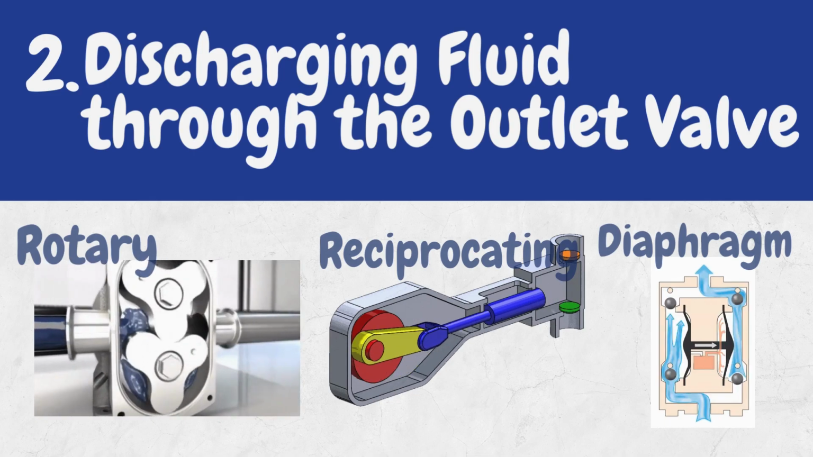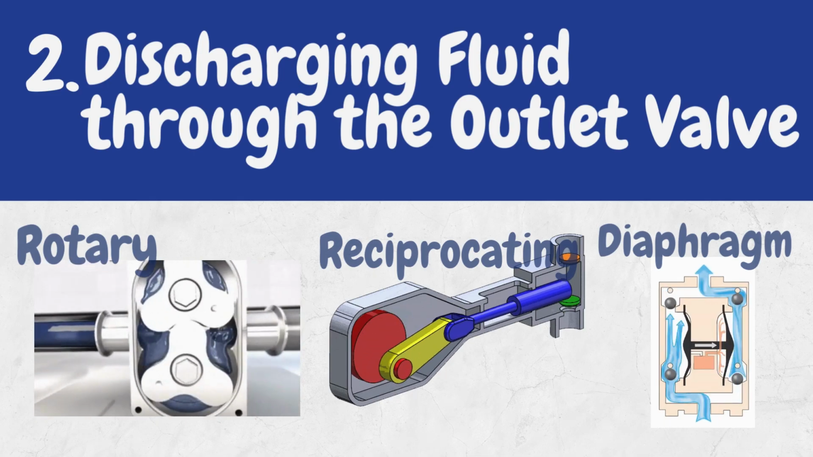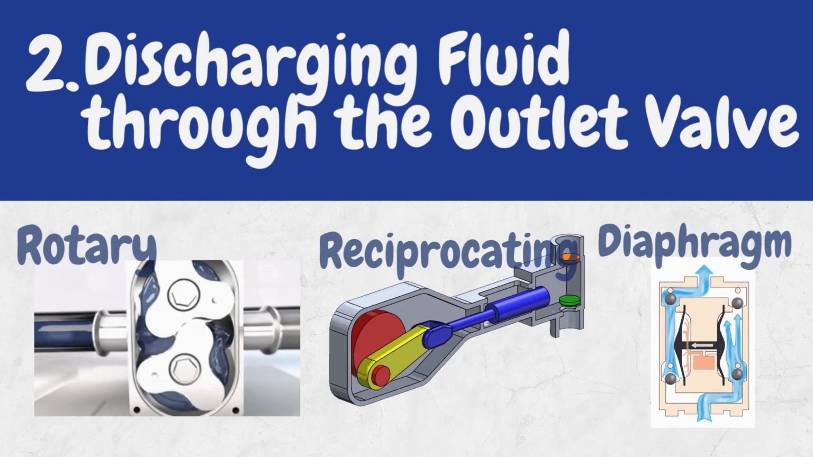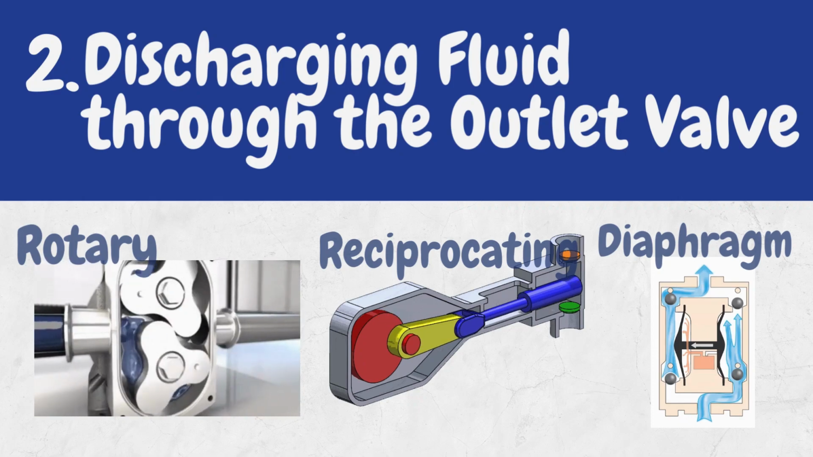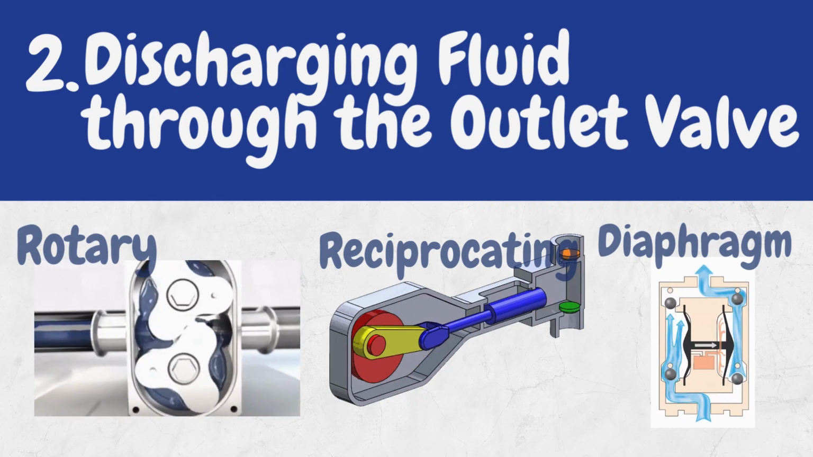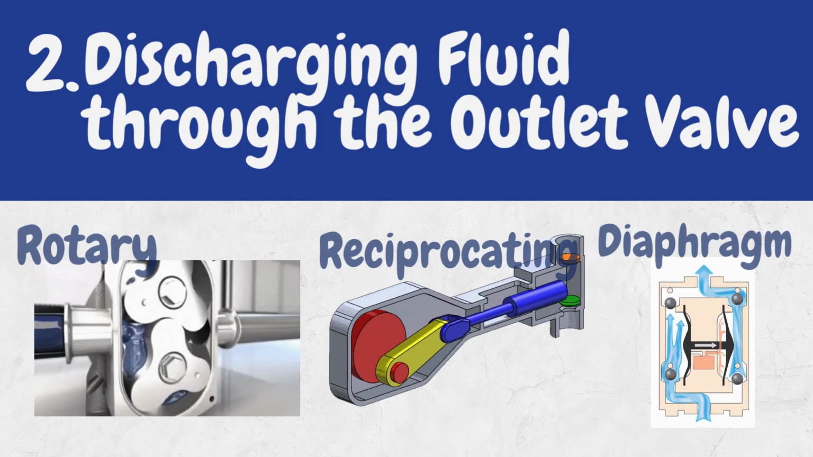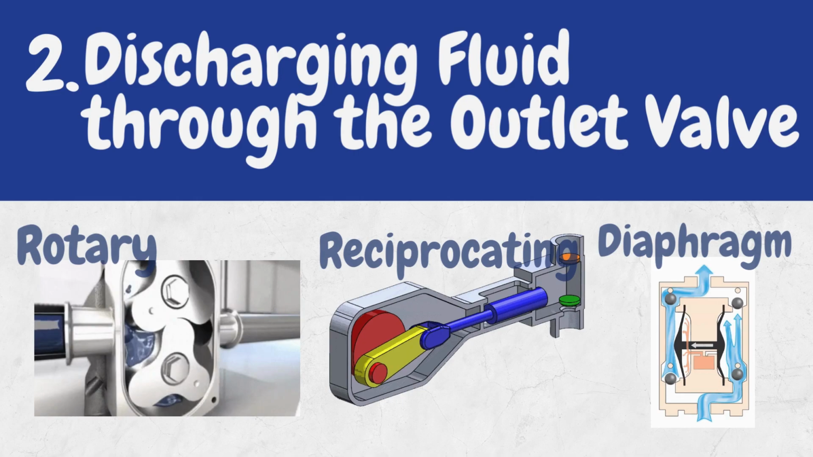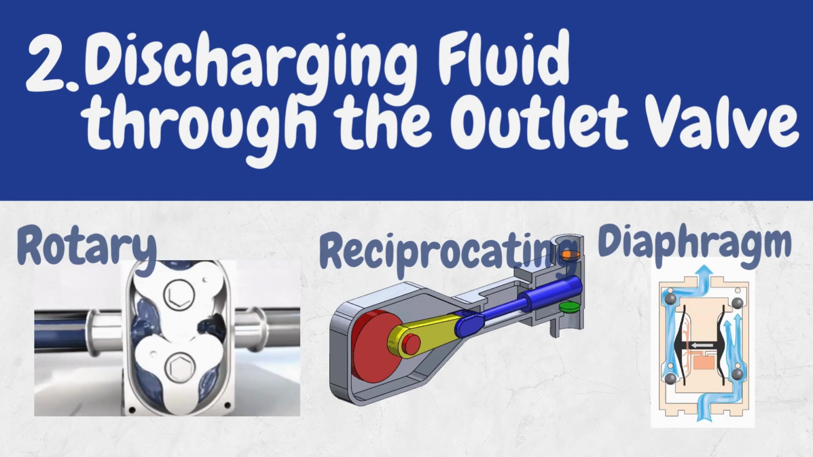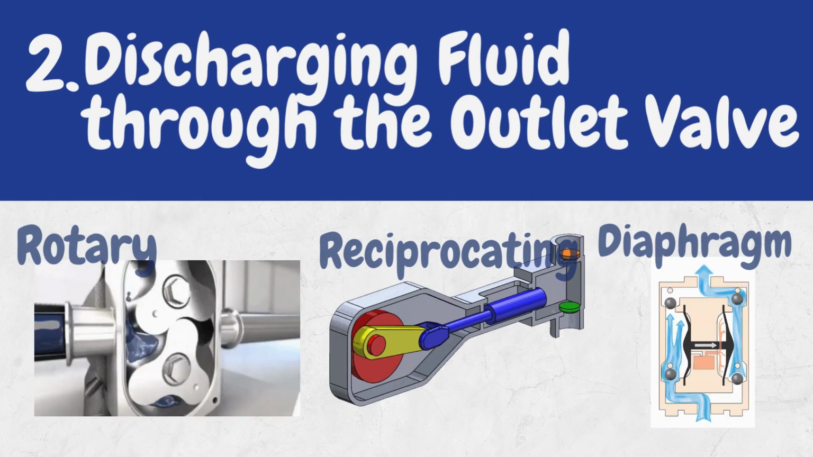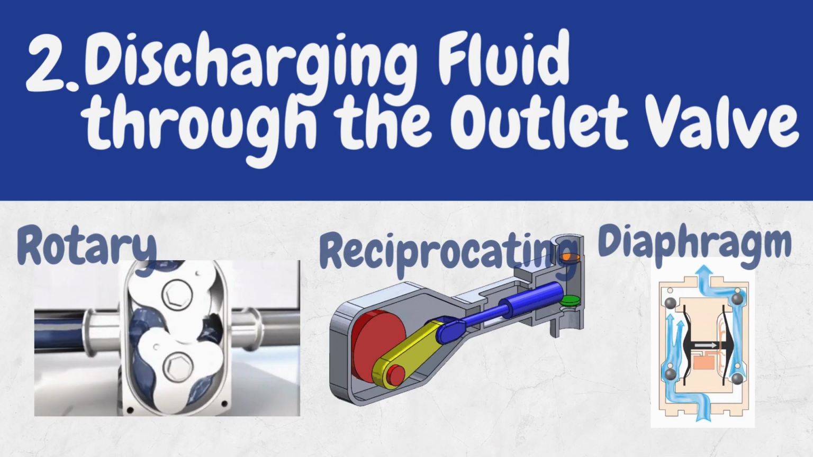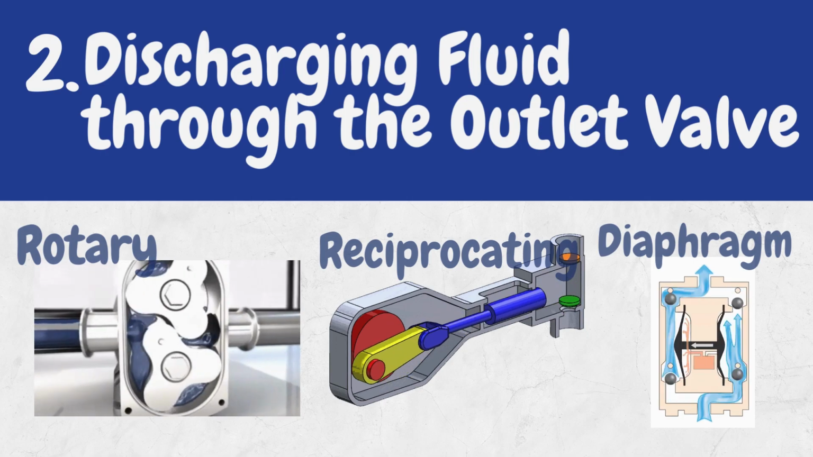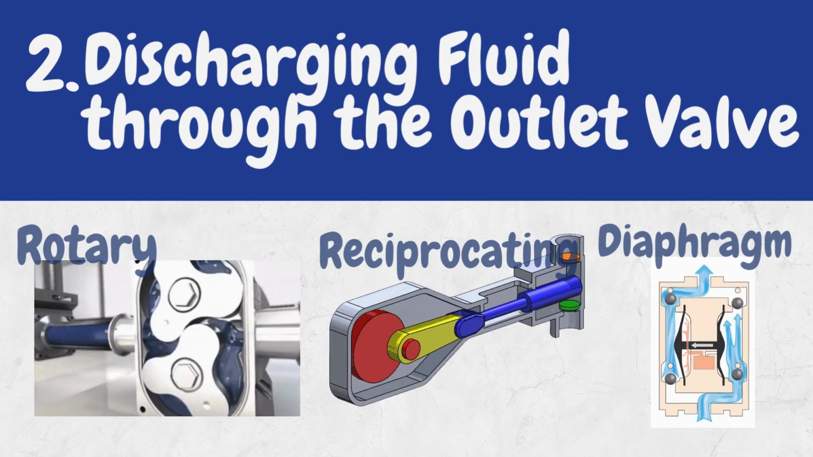In the rotary system, the rotating component pressurizes the fluid and forces it out through the outlet valve. Simple. Talking about the second system, which is the reciprocating system. Guys, the reciprocating system uses the back and forth motion of the piston or diaphragm to pressurize the fluid and expel it out of the outlet valve. Clear? And in the third system, the diaphragm system, the diaphragm pump uses the flexible action of the diaphragm to squeeze the fluid out through the outlet valve.